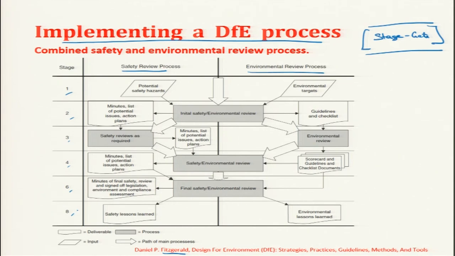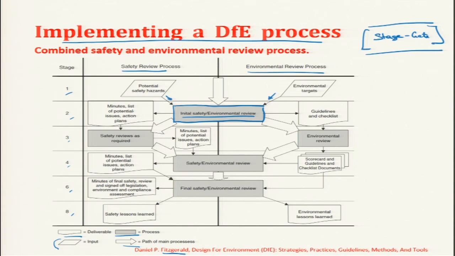In stage 1, the safety review suggests potential safety hazards were to be identified. So, initial safety and environmental review: this is the legend. This colored box is the process, this is input, this is something deliverable, and this arrow is showing the path. So, the input to the environmental and safety review process is potential safety hazards and potential environmental targets. So, these were at stage 1, just identification.